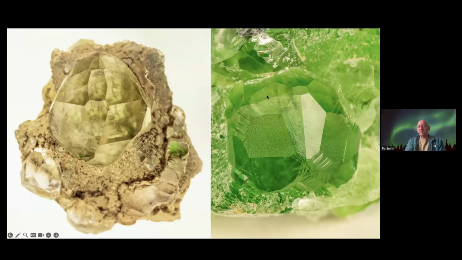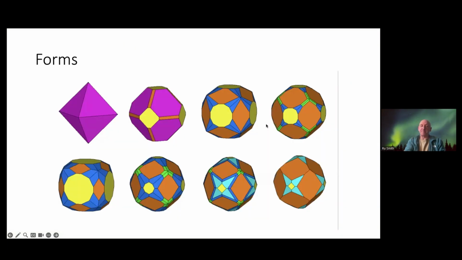These are the hexoctahedron faces. These are dodecahedron faces. These little stepped areas there, they're a different hexoctahedron. So quite complicated. And this is from the paper. This is all of the habits that we saw in the material from there. So pink are octahedrons, and then brown dodecahedron, yellow cube. Blue is one of the hexoctahedrons, green is another hexoctahedron.